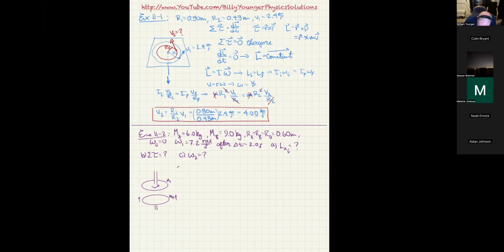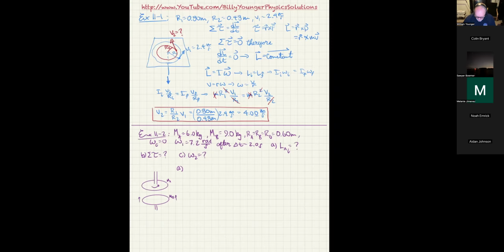So let's start off with part A. We want to calculate the angular momentum. We can ignore the little axle, because we're imagining that the little axle holding MA is really light compared to the actual mass of the disk.